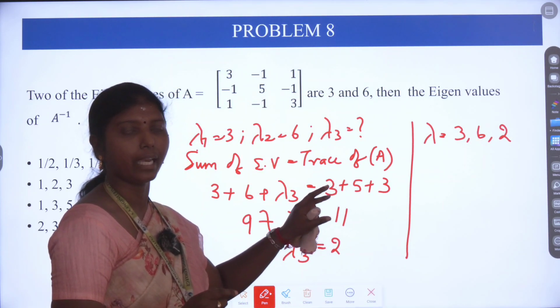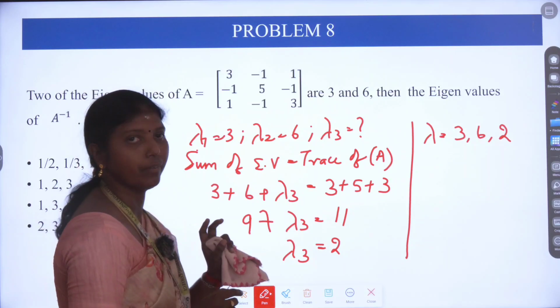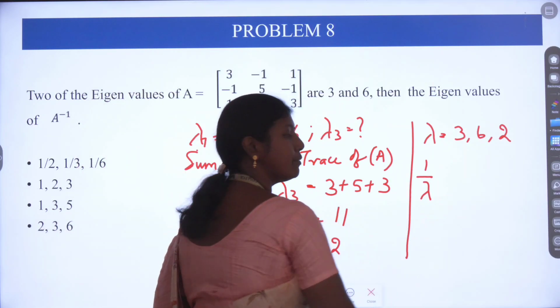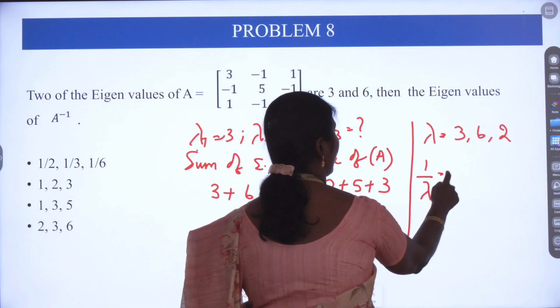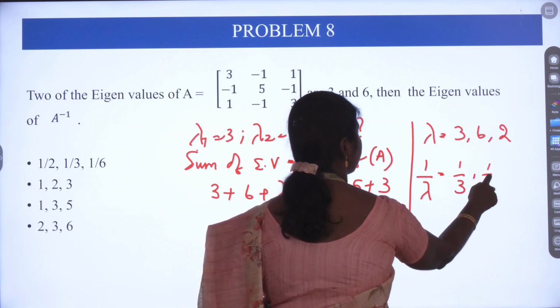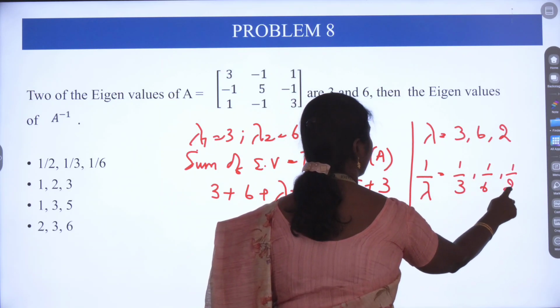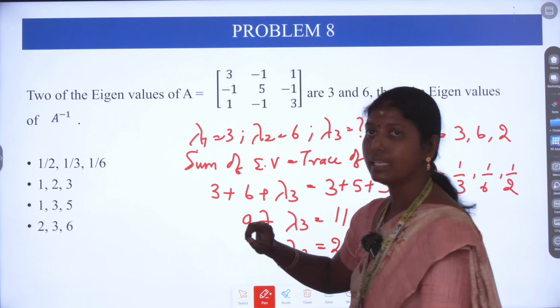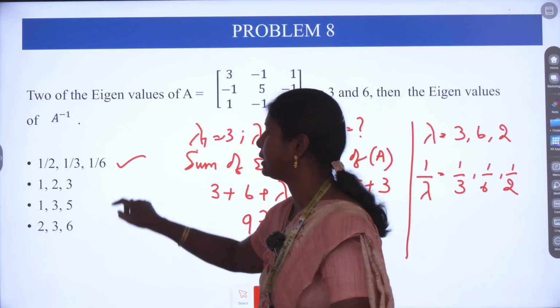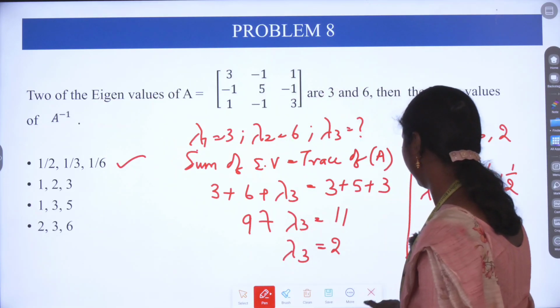Next we need to find the eigenvalues of A inverse. 1 by lambda is an eigenvalue of A inverse, which gives 1 by 3, 1 by 6 and 1 by 2. So this is your solution, where the first option is 1 by 2, 1 by 3 and 1 by 6.